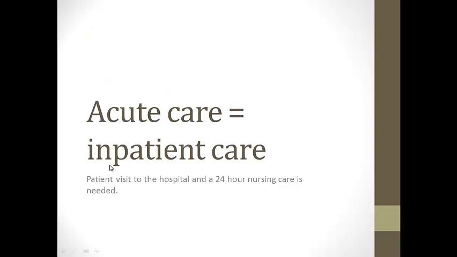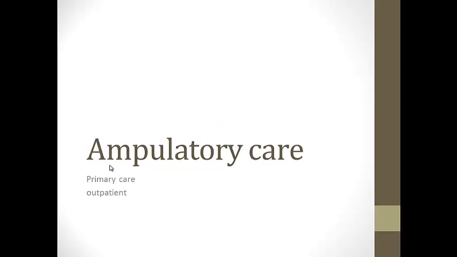An acute care setting is your typical hospital, where a patient is admitted and needs constant nursing care and medical care for the first 24 hours of the admission. Ambulatory care is the primary care and your outpatient care. Hospice. Hospice is very frequent on the exam.